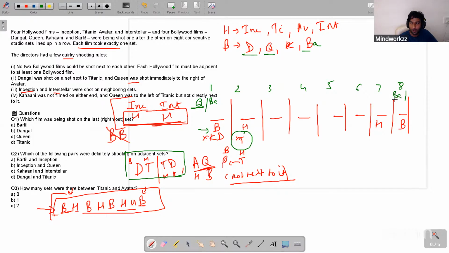And similarly, if Barfi is not here, then Queen is going to be here in the eighth slot. Now, here we are also left with Kahani; we need to check for Kahani. But it is told to us that Kahani was not filled on either end, so we can just mark that Kahani will not come here.